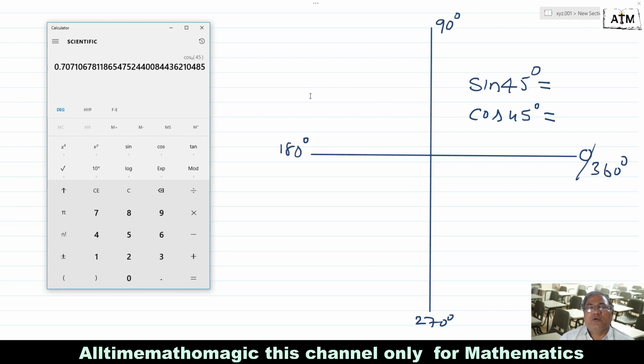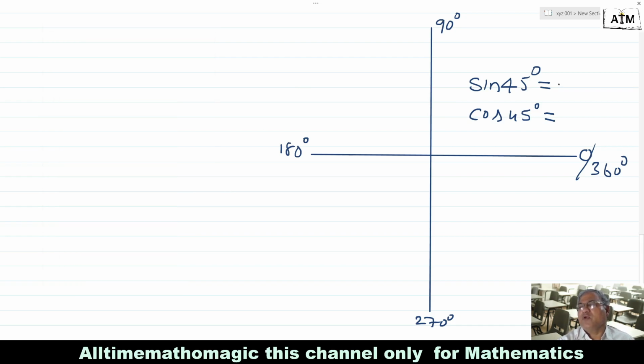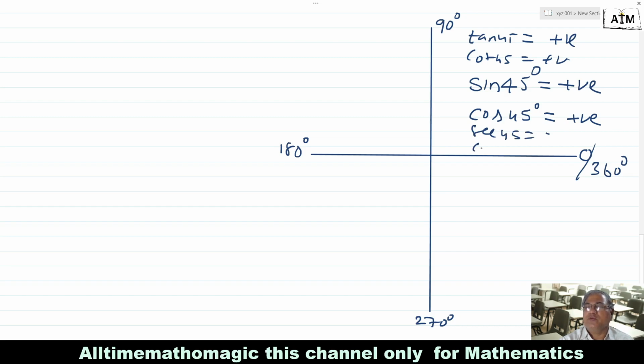The answer of cos 45 is positive and the answer of sin 45 is also positive. So the result of sin 45 is positive and the result of cos 45 is positive. Similarly, tan 45, being in the first quadrant, is positive. Cot 45 is also positive, and sec 45 is also positive, and cosec 45 is also positive. In the first quadrant, all ratios are positive.